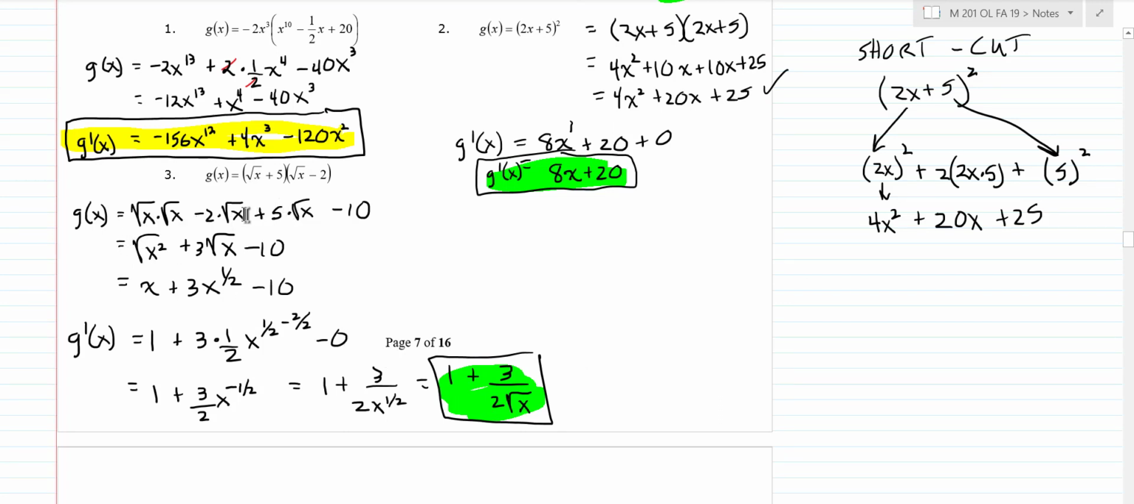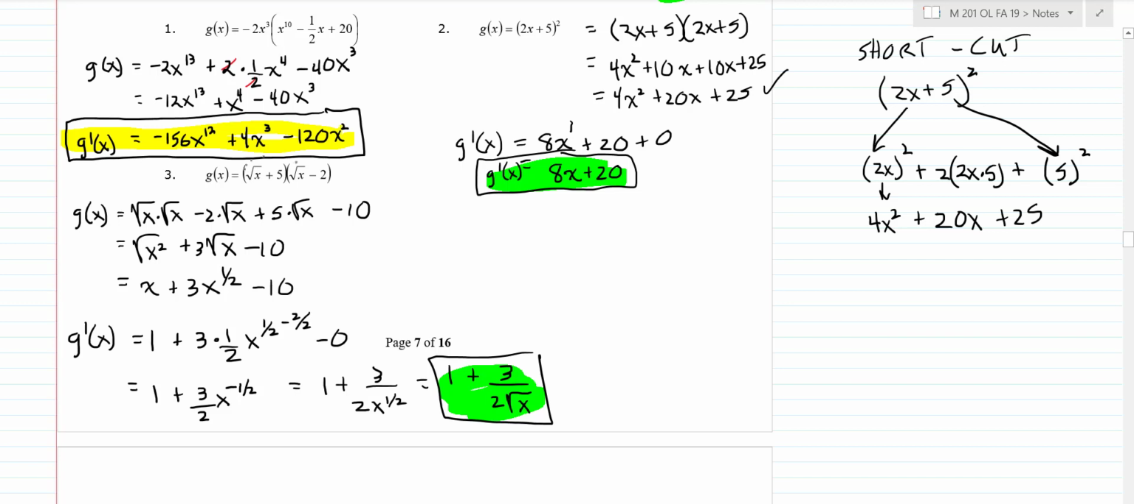The next one, when you FOILed it out, you would get x plus 3x to the 1/2 minus 10. You want to check over my FOIL. Sometimes students got to brush up on this. And you don't have to write every step. The better you are at this, the more you can do in your head.